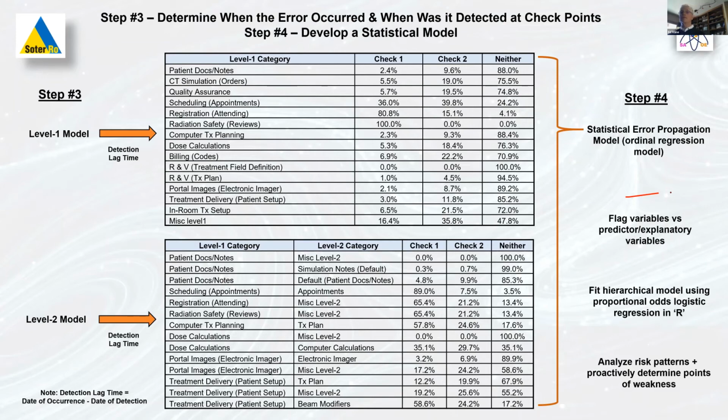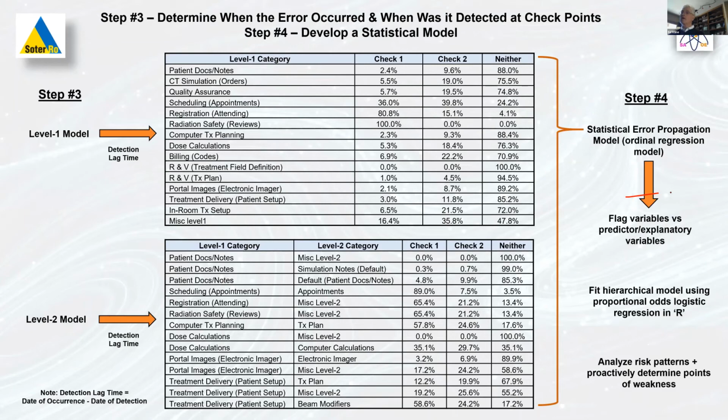Then if we look at the next level, we see category level 1, category level 2, check 1, check 2, and neither. If you look at the neither, in this case of patient documents at this miscellaneous level 2, 100% of these got through. If you look at the next one, 99% of these got through. But if you continue down towards scheduling and registration, a high percentage got caught at check 1 and didn't make it through. So this whole thing is called a statistical error propagation model.